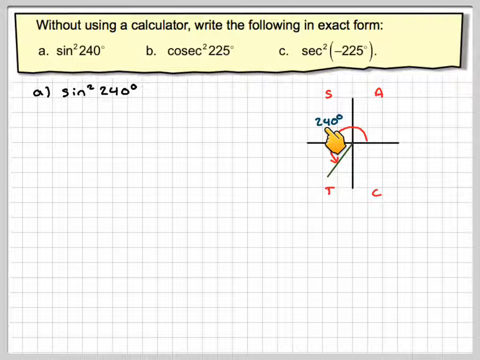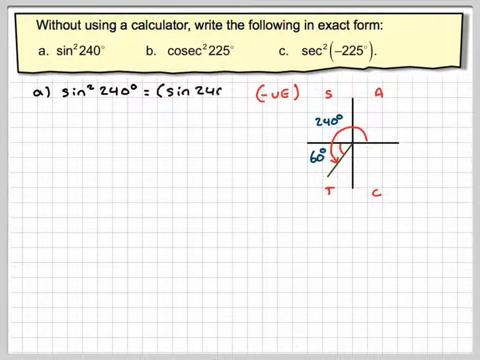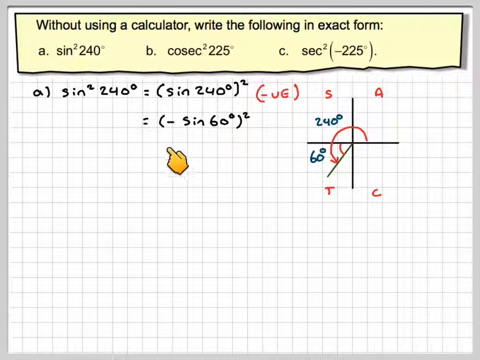We can get that by doing 240 minus 180, which is going to give 60 degrees. But we notice that sine in this quadrant is negative. So this is equal to sine of 240, all squared, and this is how you must think of sine squared of 240: brackets of sine 240 degrees, all squared. So that means now it's minus sine 60, and that all needs to go in brackets, squared.